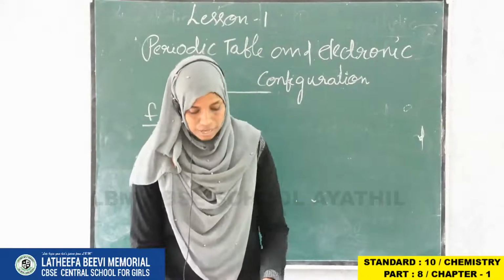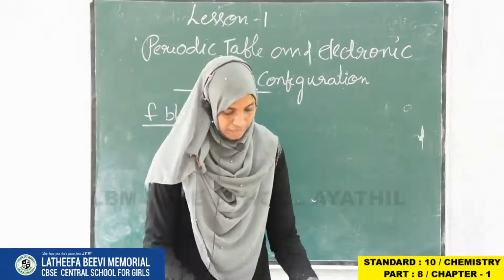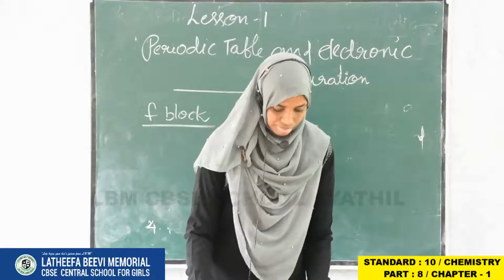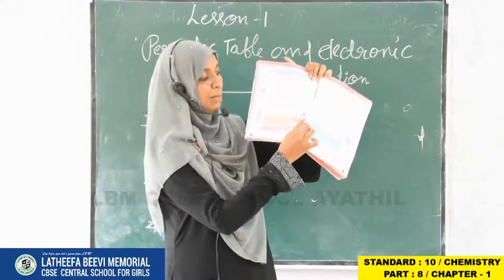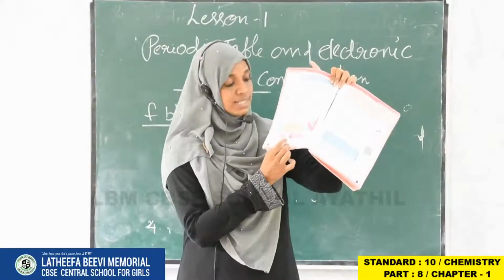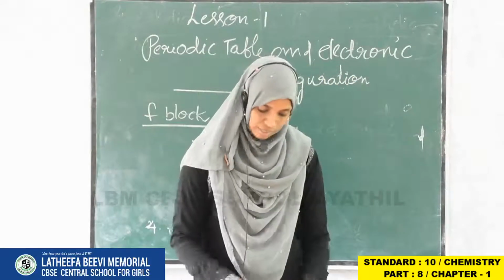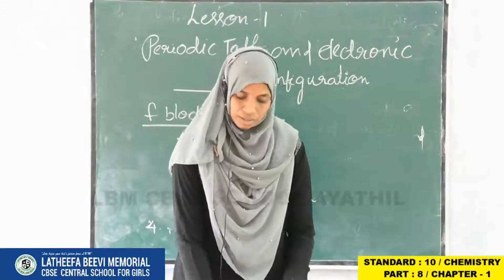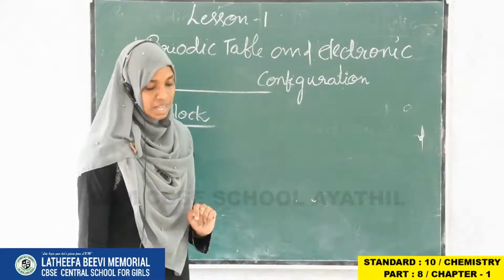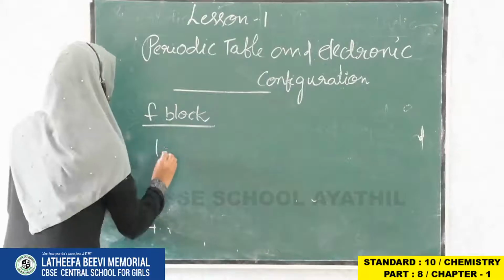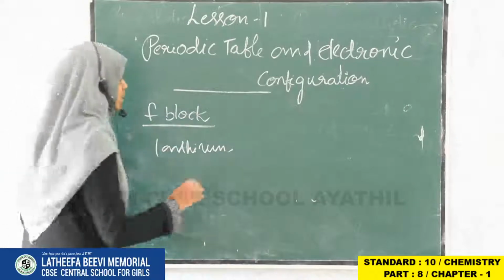Can you see the periodic table? In the periodic table there is the last block. This is the last block, the F block, and this is the D block and P block. The F block consists of lanthanum and actinium. We discussed this in detail in the previous classes, and now we are going to learn about the characteristics of F block elements. The F block elements are the elements coming after lanthanum and actinium.